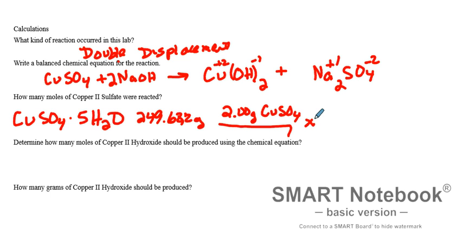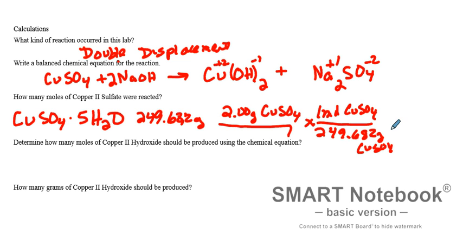So I'm going to times that by 1 mole of copper sulfate over that entire molar mass, including the water, which is 249.682 grams. And that, of course, is of copper sulfate. And that equals 0.00801 moles of copper sulfate.